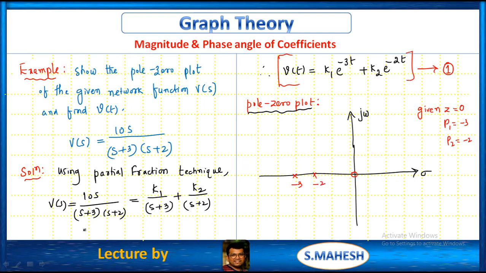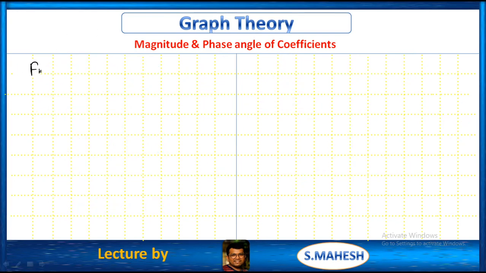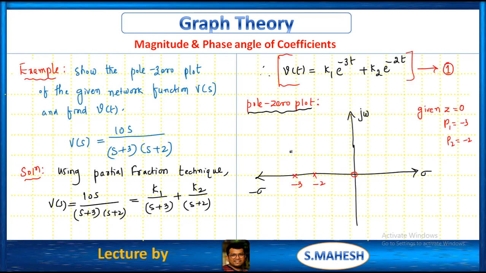This is the negative real part. First we consider the pole at minus 2, next the pole at minus 3. So what is the distance from the origin to the pole at minus 2? This pole is nothing but 2 units away.